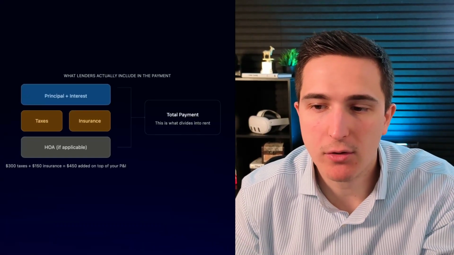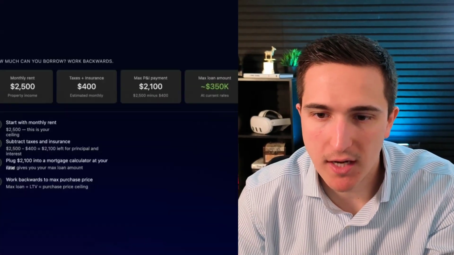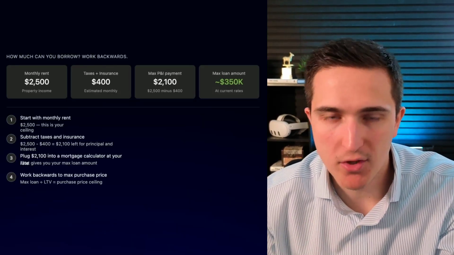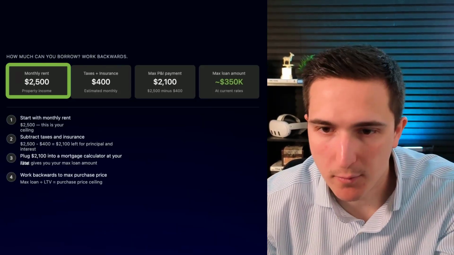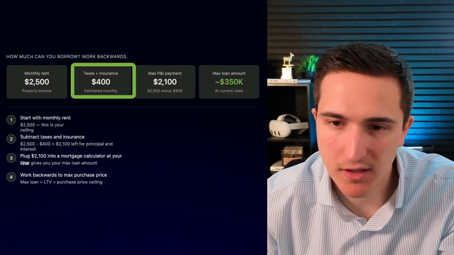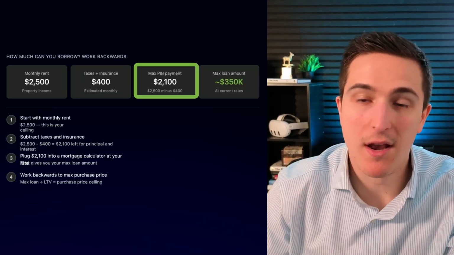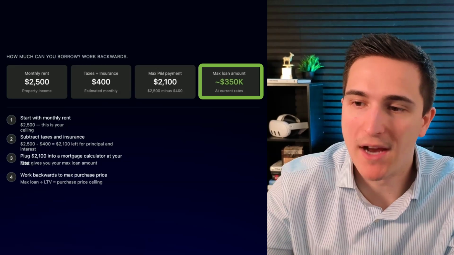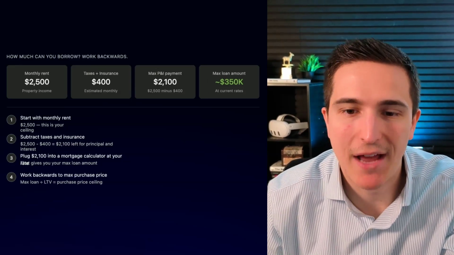So what lenders include, like I mentioned earlier, as you see in this breakdown here, and then we want to look at working backwards from those numbers. If the monthly rent is, let's say, $2,500 from the property income, and taxes and insurance are, let's say, $400 a month, the P&I, principal and interest payment, is $2,100 a month. That tells us our max loan amount is around $350,000 at the current rates, right?